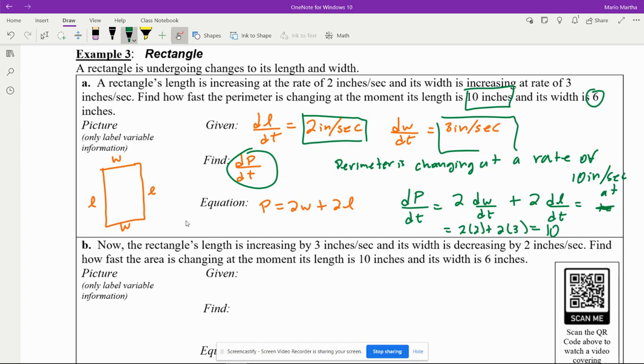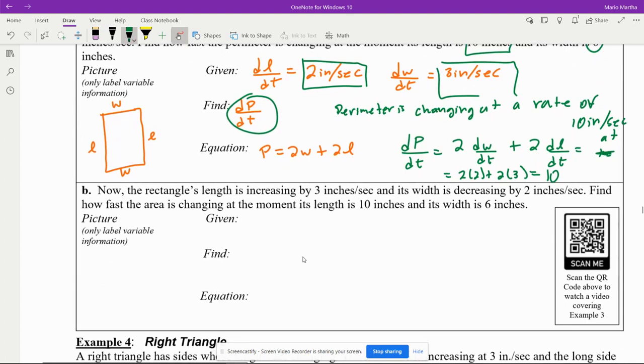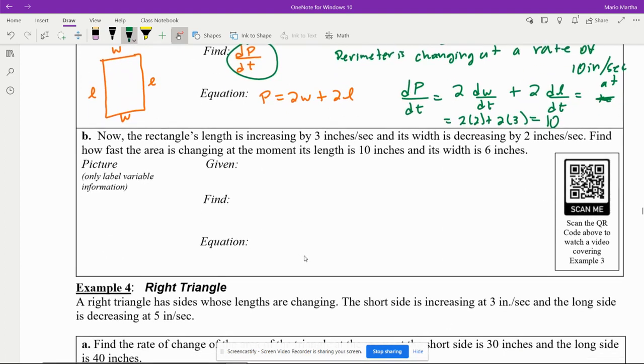All right, and then part B, we're looking at now the rectangle's length increasing by 3 inches per second and its width decreasing by 2 inches per second. Find how fast the area is changing at the moment its length is 10 inches and its width is 6 inches. If you notice, I'm mainly just using the rates of change here, since we're taking the derivative of w and all we get is dw over dt. If it was w squared, then these values would probably be involved, so we do have to be careful.